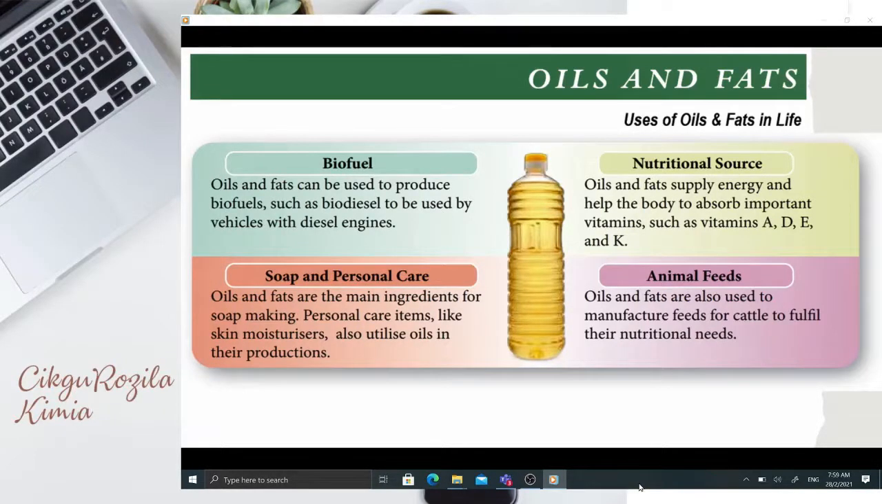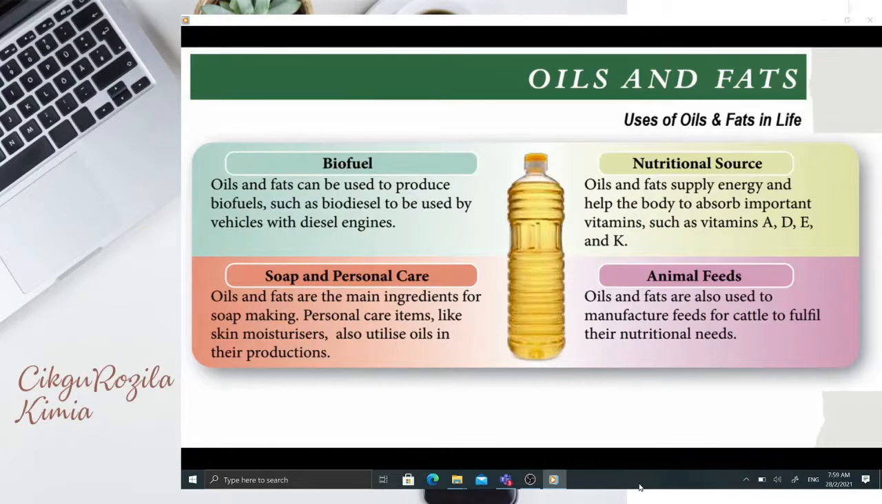Selain daripada tu, oil and fats ni juga kita akan tengok nanti dekat subtopik berikutnya adalah sumber ataupun raw material to produce soap and personal care. Okay, untuk bahan kebersihan. Personal care items like skin moisturizers utilized oils in their productions. Okay, so selain daripada itu, animal feeds juga. Oil and fats are also used to manufacture feeds for cattle and to fulfill their nutritional needs.